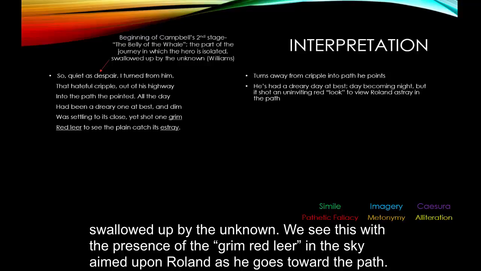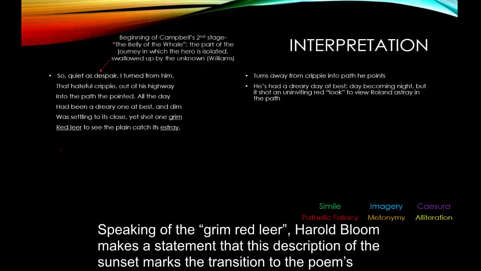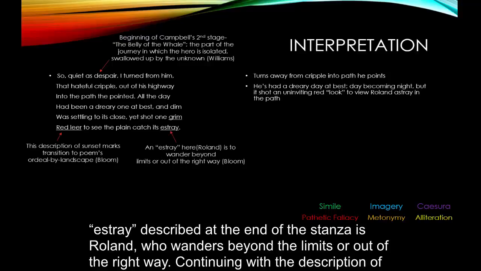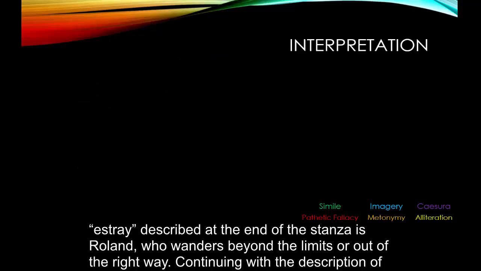as he goes toward the path. Speaking of the grim red leer, Harold Bloom makes a statement that this description of the sunset marks a transition to the poem's ordeal by landscape. More simply, this is the beginning of Roland's focus on the pain the landscape gives him. He also states that the astray described at the end of the stanza is Roland, who wanders beyond the limits or out of the right way.